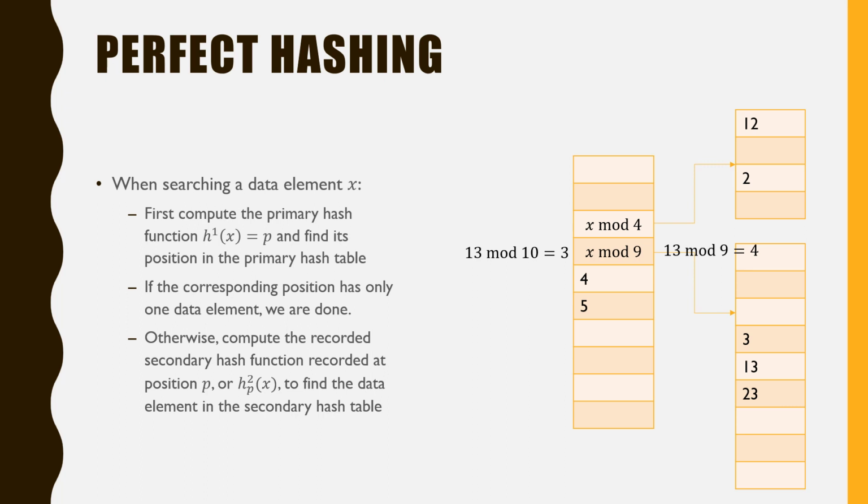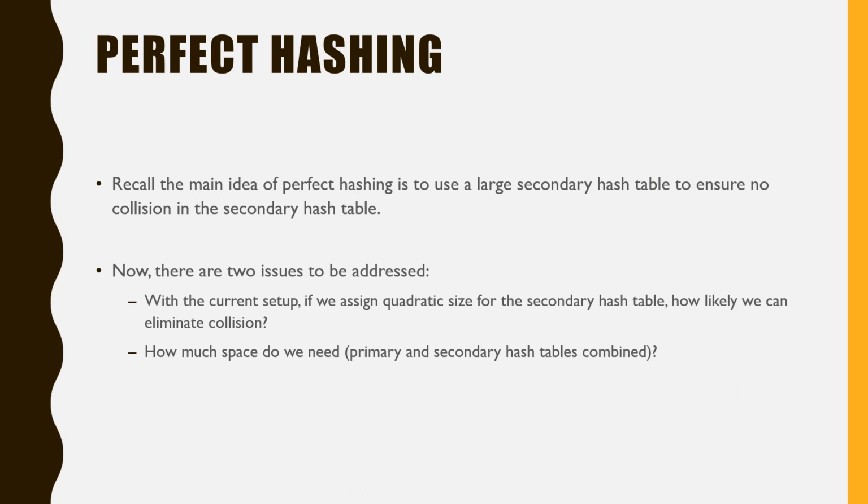We first compute the primary hash function and go to bucket 3 in the primary table and find that we need to further search a secondary hash table. We then compute the secondary hash function, recorded for the bucket, go to the secondary hash table, and find 13. We need to compute no more than 2 hash functions, therefore the time complexity is O(1). So, this is the main idea of perfect hashing.